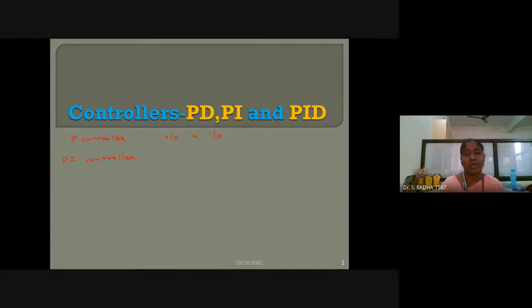Now if we go for the PI controller, proportional integral controller, output is proportional integration of input. PD controller, proportional derivative controller: output is proportional and d by dt of input, proportional as well as d by dt. Next, PID controller means output is proportional, integral, and derivative of the input.